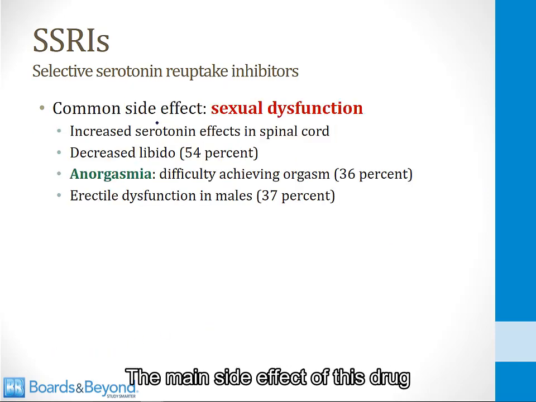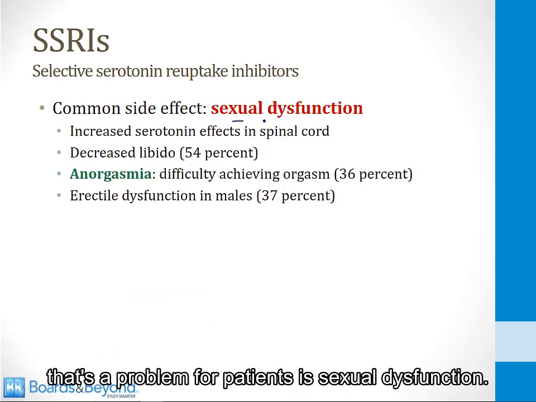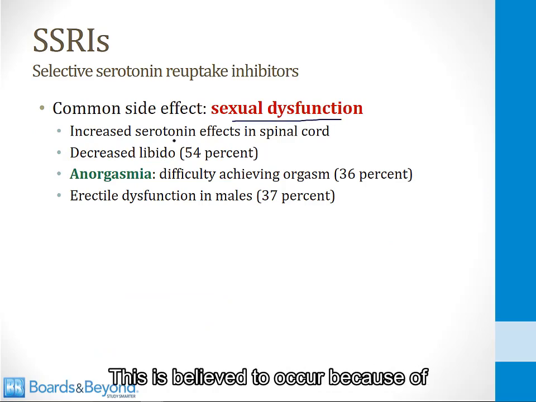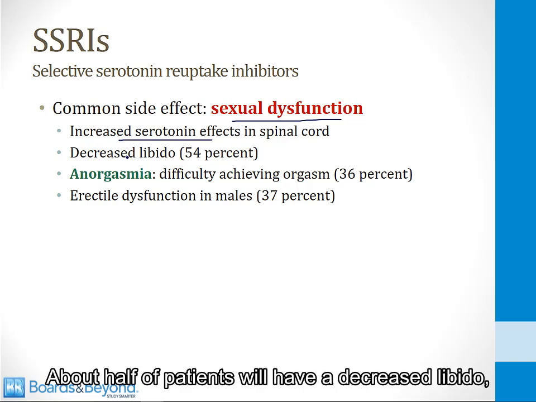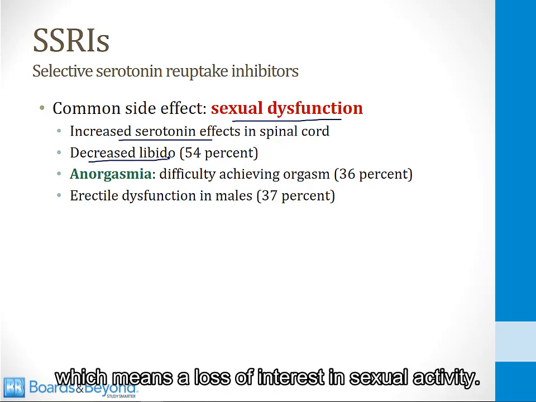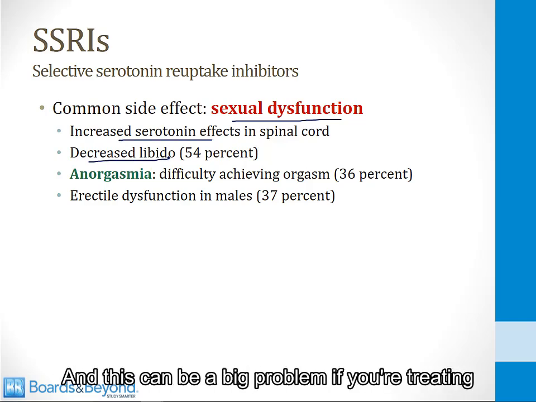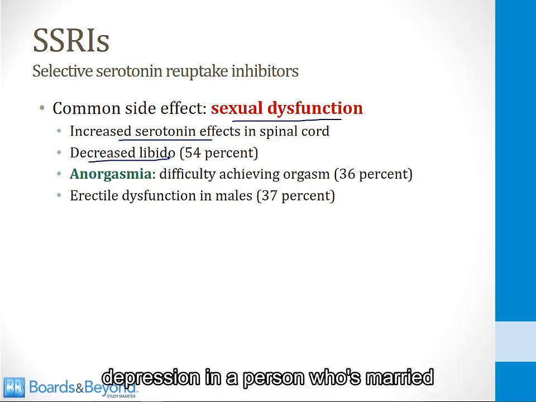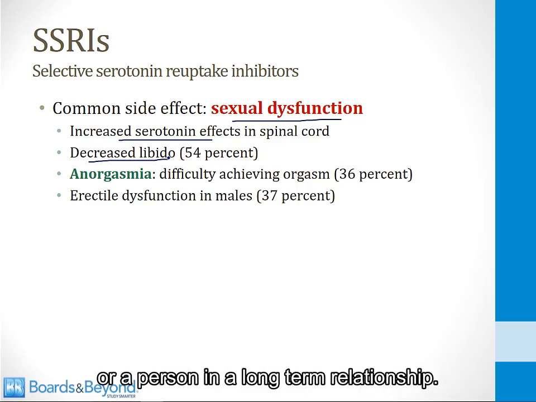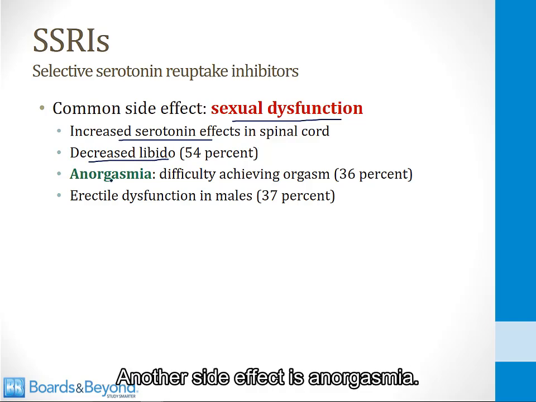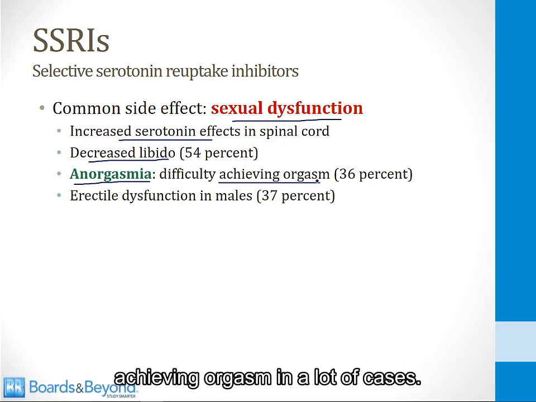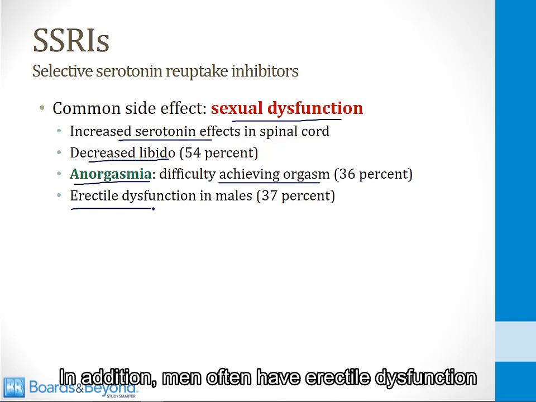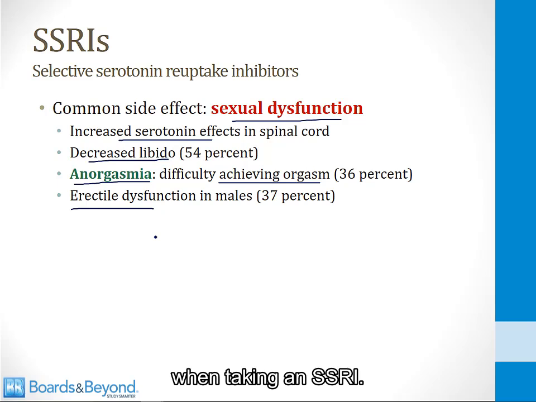The main side effect of this drug that's a problem for patients is sexual dysfunction. This is believed to occur because of increased serotonin effects in the spinal cord. About half of patients will have a decreased libido, which means a loss of interest in sexual activity. And this can be a big problem if you're treating depression in a person who's married or a person in a long-term relationship. Another side effect is anorgasmia. People on these drugs have great difficulty achieving orgasm in a lot of cases, and this can be very frustrating. In addition, men often have erectile dysfunction when taking an SSRI.